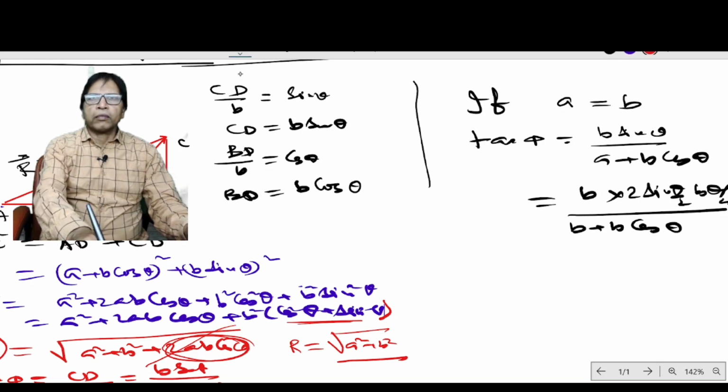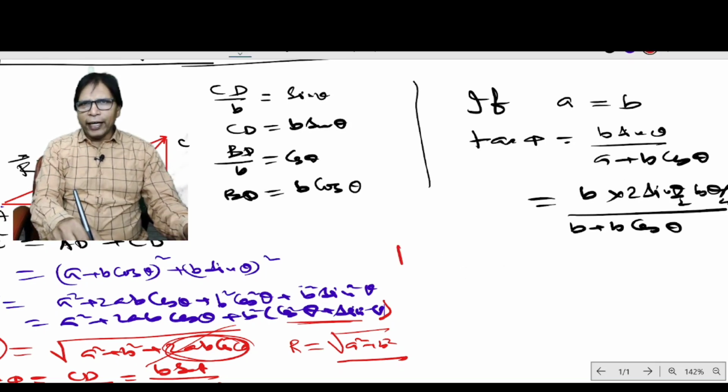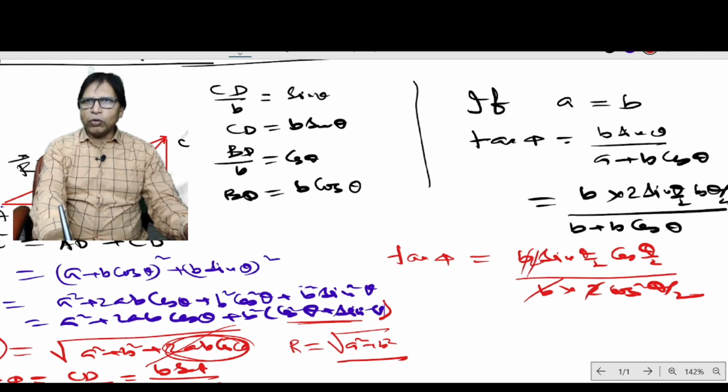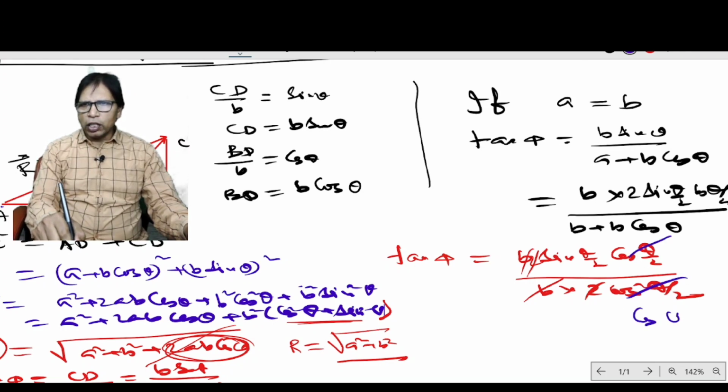Okay. So here tan phi equals b sin theta by 2 cos theta by 2, divided by b into 2 cos square theta by 2. Now this and this cancel out, the 2 and 2 cancel out, and one cos theta by 2 cancels with the other cos theta by 2. So here we have cos theta by 2.